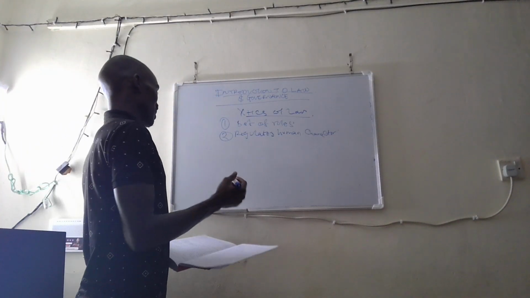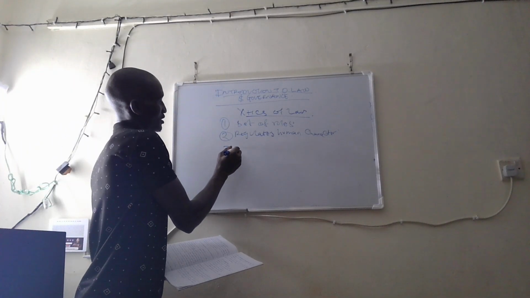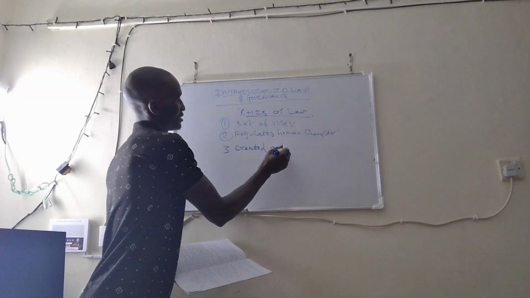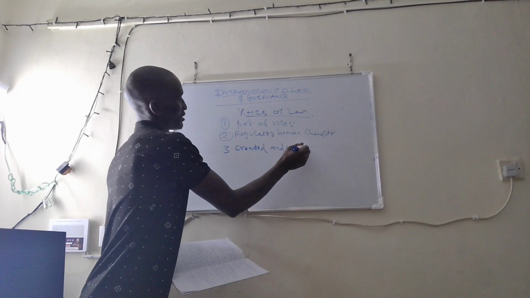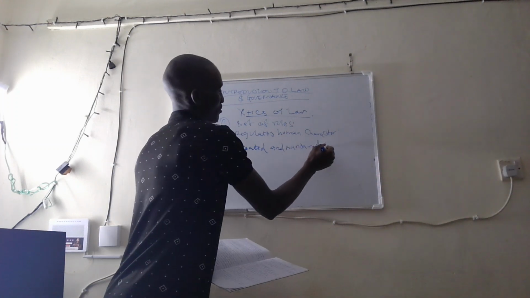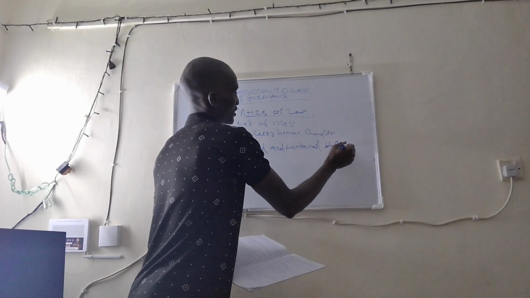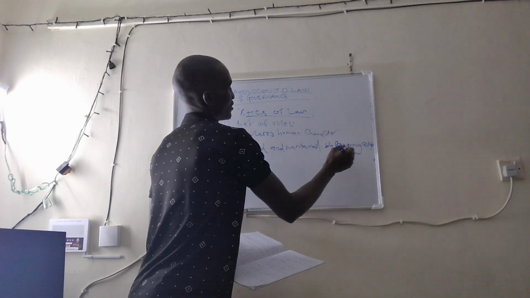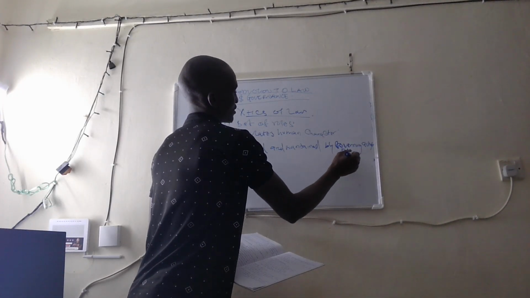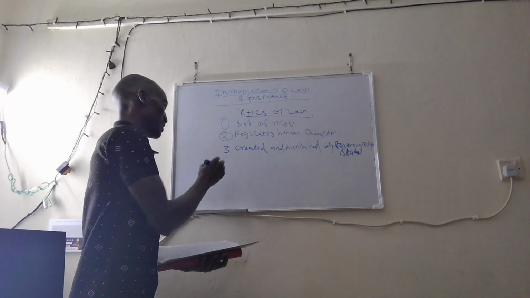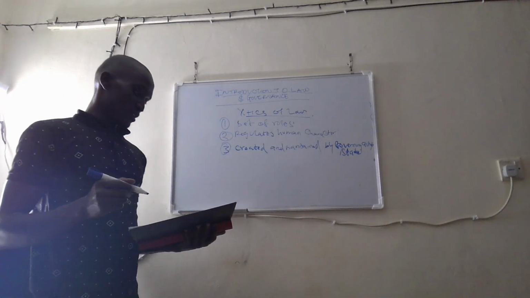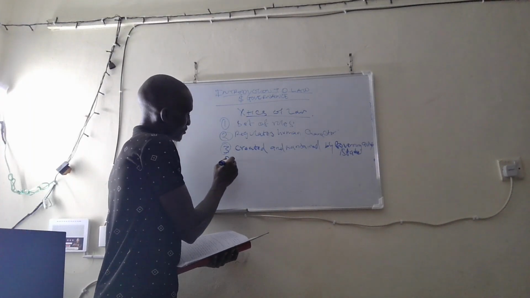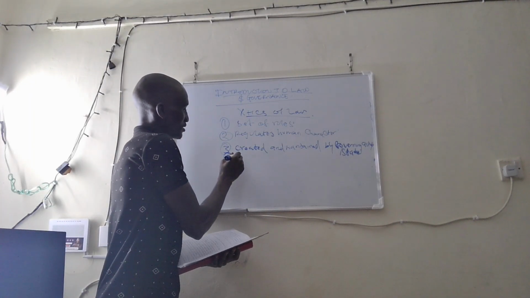Number three, it is created and maintained by the state. Law is created and maintained by a governing authority or the state. That's number three. Number four characteristic is dynamic.